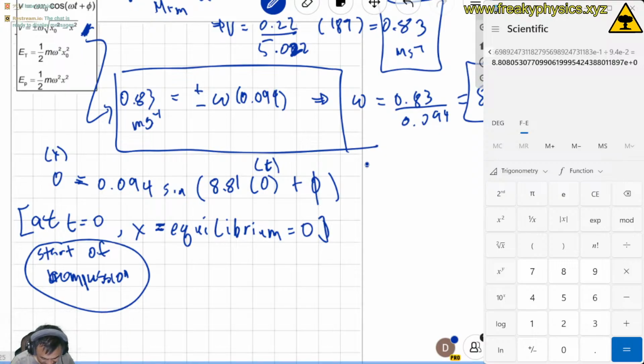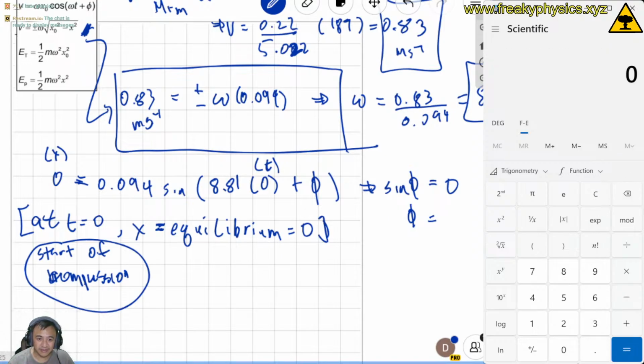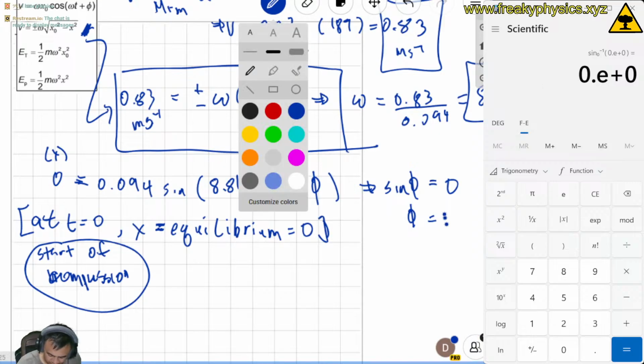Okay? So, for this to be 0, that means sine phi should be equal to 0 as well, right? Because the 0.094 cannot be 0. So, what's phi? What are possible values for phi? Let's just do calculator. My brain isn't braining totally right now. So, all right, clear everything. What's the inverse sine? It's also 0. Sine of 0 is 0. So, phi is equal to 0 as well.